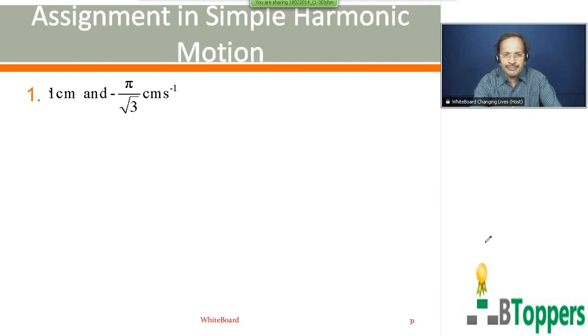For question number 1, the answers are 1 centimeter and minus pi by root 3 centimeter per second. That means y equal to 1 centimeter and velocity is minus pi by root 3 centimeter per second. For question number 2, third option is answer. For questions 3 and 4, fourth option is answer. For question number 5, second option is answer. For question number 6, third option is answer. For question number 7, second option is answer. Even for question number 8, second option is answer. If you want to copy the answers, you can take a pause and copy the answers.